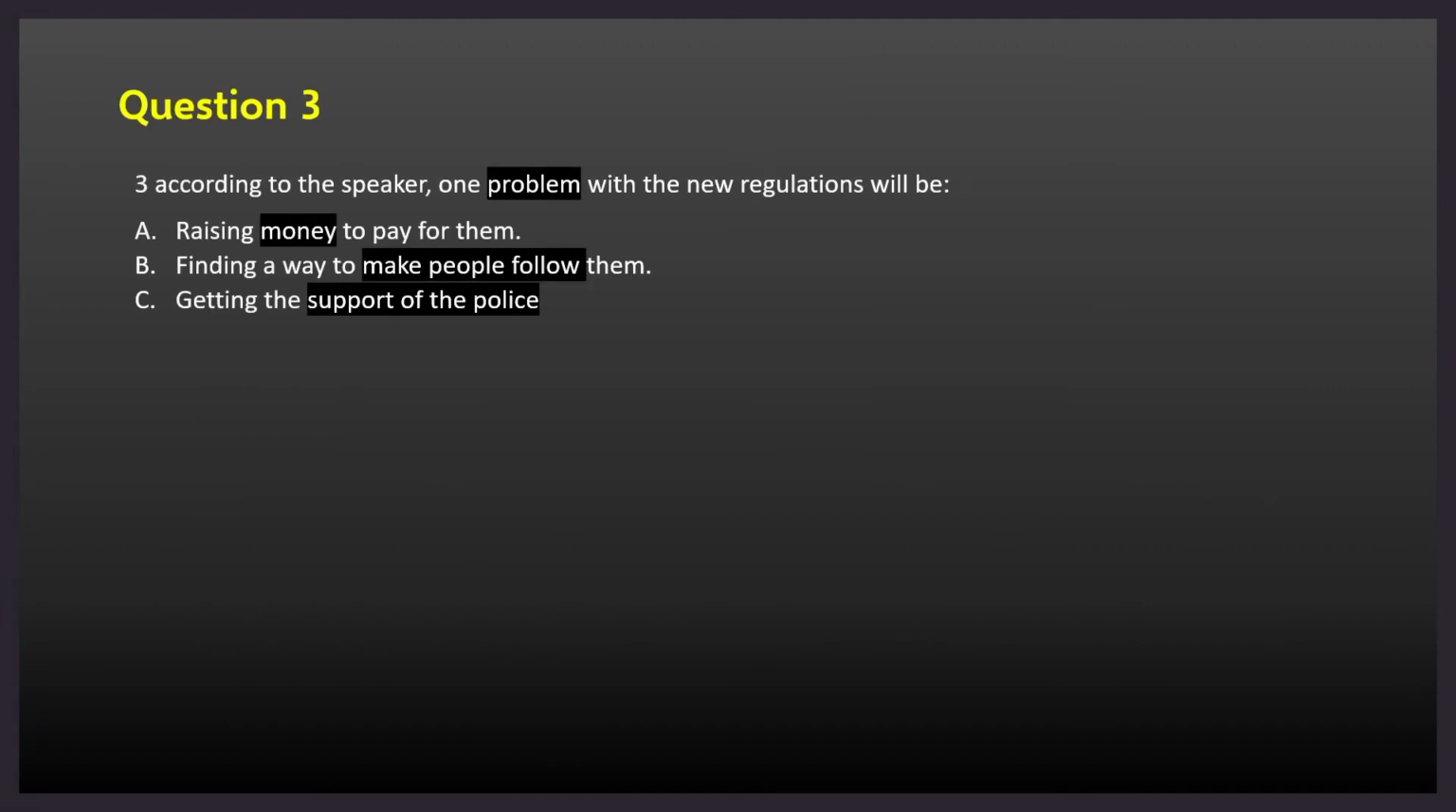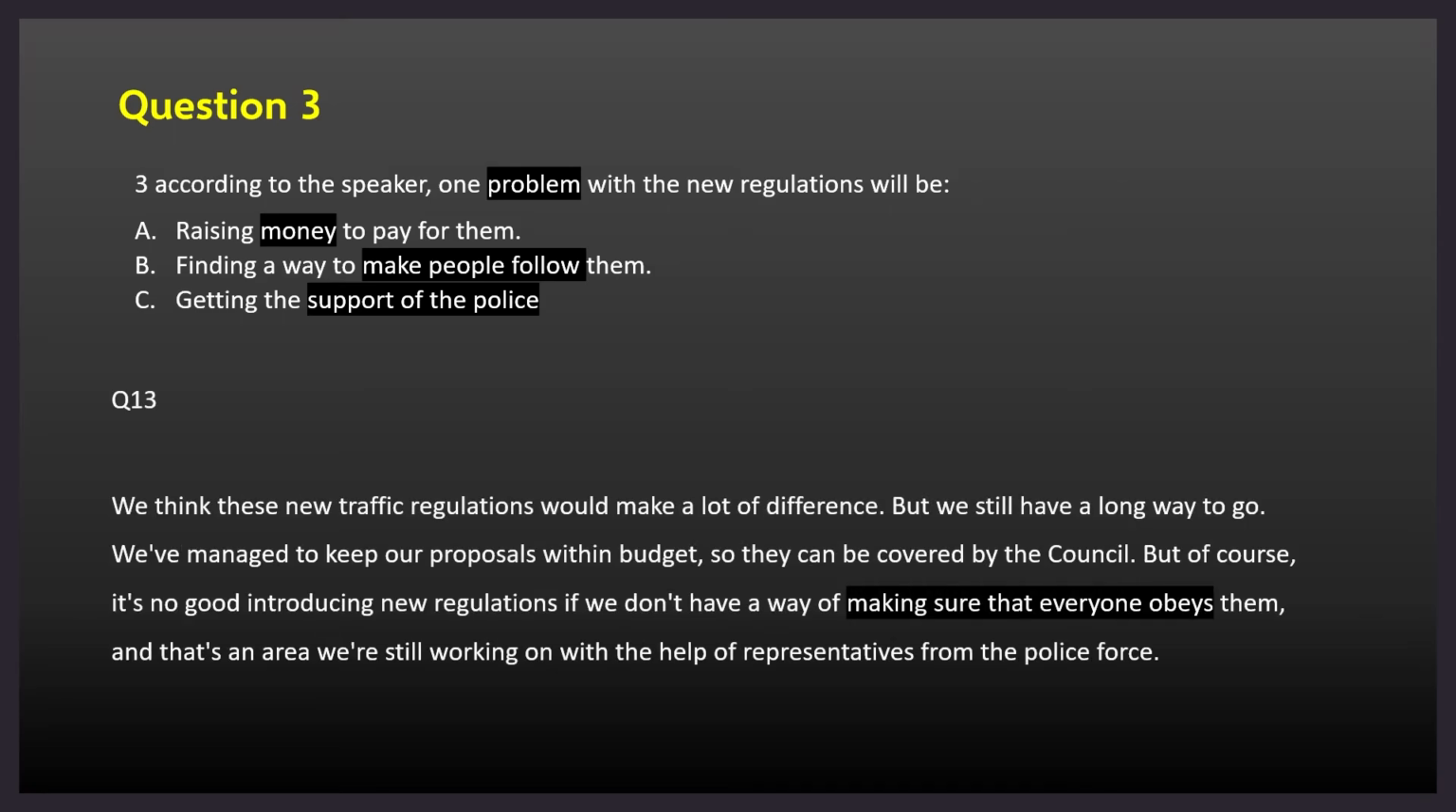Here we had the problem. What was the main problem with the implementation of new regulations? Was it the money, make people follow them, or support of the police? So in the script of the question, which says question 13, but actually that's question 3 in our listening. This was question 13 in the IELTS test that I took it from.